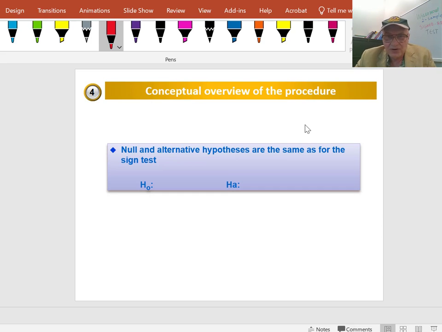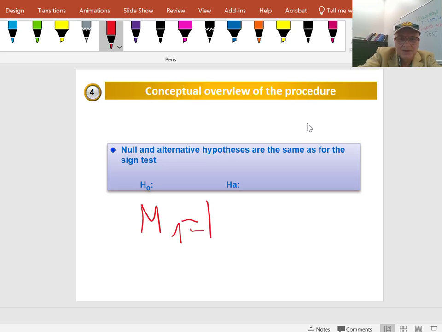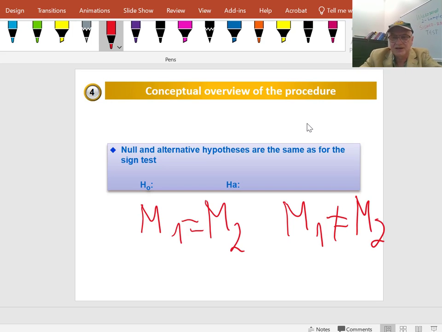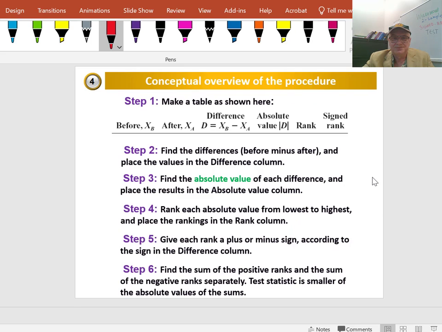Conceptual overview of the Wilcoxon test. The first step will be to state the null and alternative hypotheses, and as I said, we'll be using medians. So the null hypothesis is the same as for the two-sample sign test: the median of the first population is the same as the median of the second population. Alternative: those two medians are not the same. Of course, we can apply a one-sided test as well.